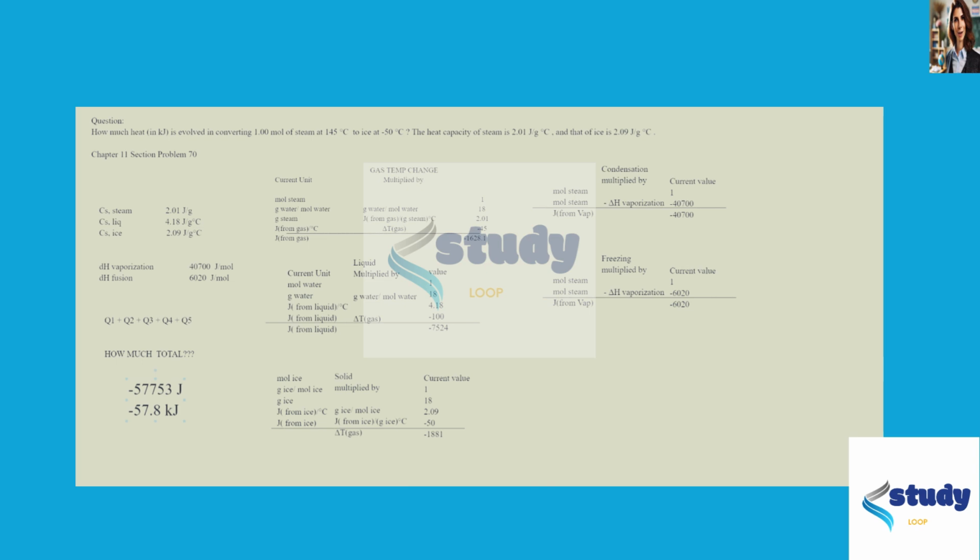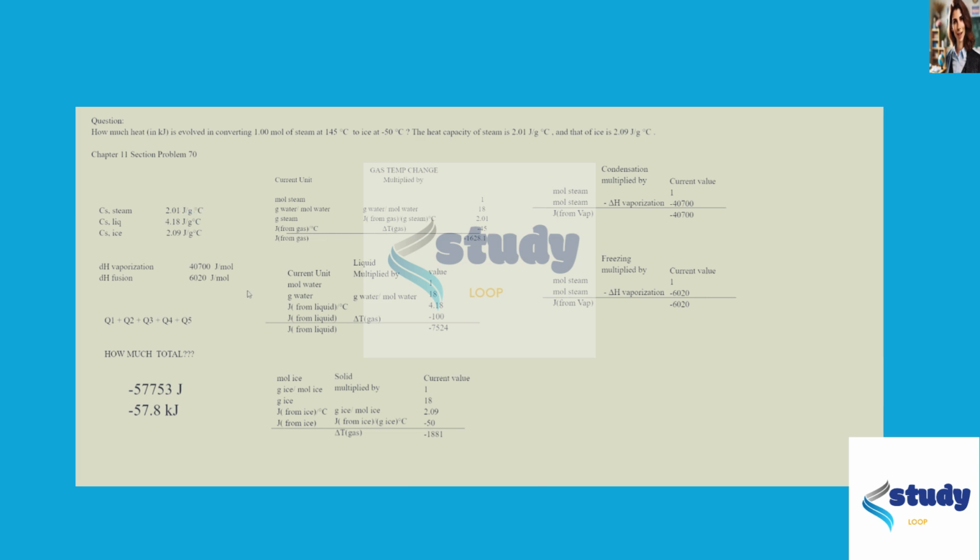And they give us the heat capacity of the steam as 2.01 joules per gram per degree Celsius, and that of ice at 2.09 joules per gram per degree Celsius. But that is not all the information that you need. You need the specific heat of steam, liquid, and ice, and those are 2.01, 4.18, and 2.09 joules per gram per degree Celsius, respectively.